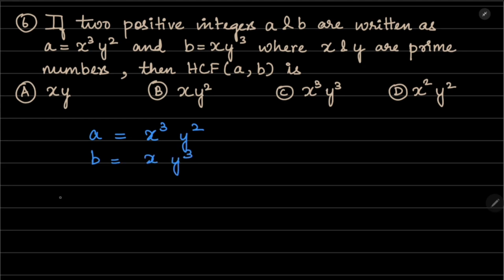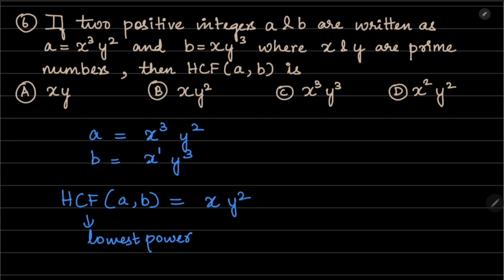Right? So what is the HCF of a comma b? You have to take the lowest power of the common factor. So what is the lowest power of x? It is x raised to the power 1. And what is the lowest power of y? It is y square. So the HCF of a comma b is x into y square, which is option B. Okay, so it's a very easy question.